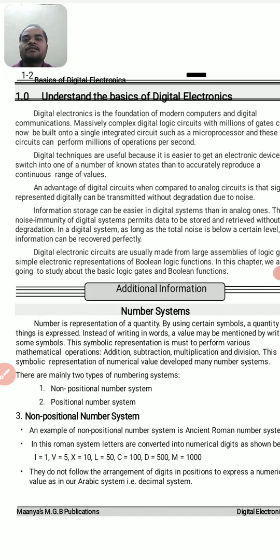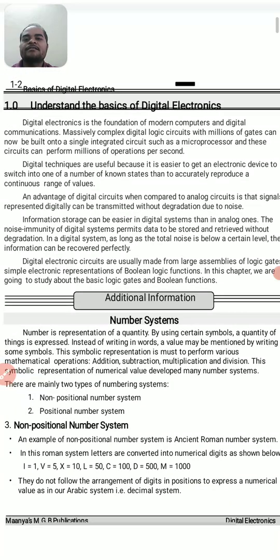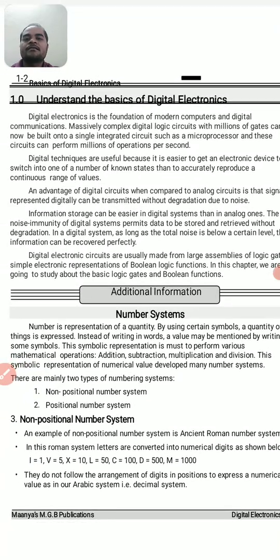In today's digital era, we are using different types of communication devices and electronic devices, which are made with logic circuits. Logic circuits have millions of gates that can be constructed using different types of transistors. After that, we use integrated circuits like microprocessors and different types of circuits. Those circuits can perform millions of operations in a second.